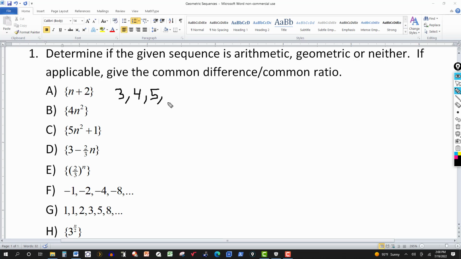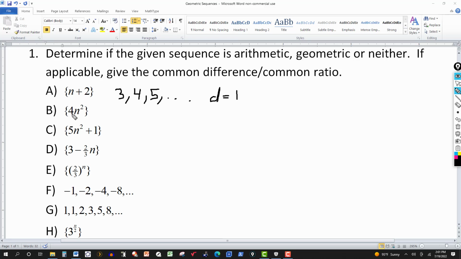And the pattern continues. So it should be clear that in this case we're adding 1 to a term to get the next one. 3 and 1 is 4, 4 and 1 is 5, and so on. So this is an arithmetic sequence, and the common difference is 1.